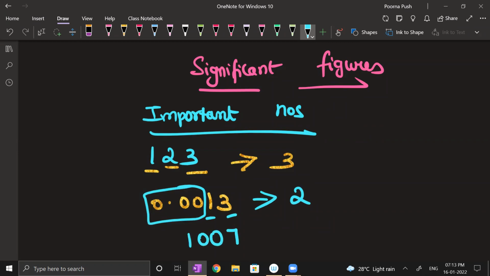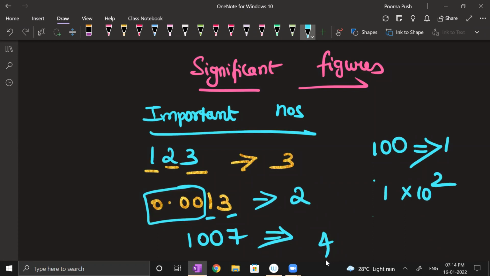Okay, 1007. How many significant figures are there? 4. Very good. Whenever the zeros are between the numbers, they are significant. So 4 is the right answer. 100. How many significant figures are there? 1. Yes, 1. Because you are writing this as 1 into 10 to the power 2. So you are giving the number of significant figures to be 1.